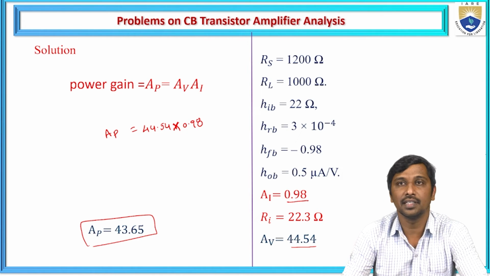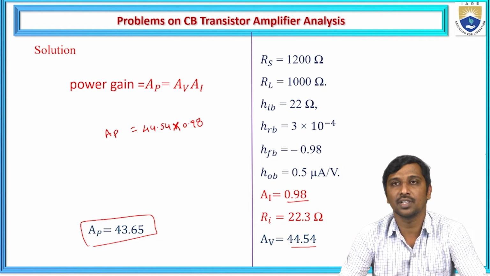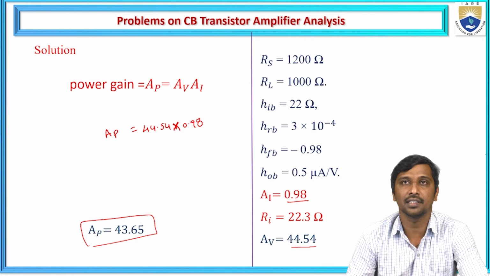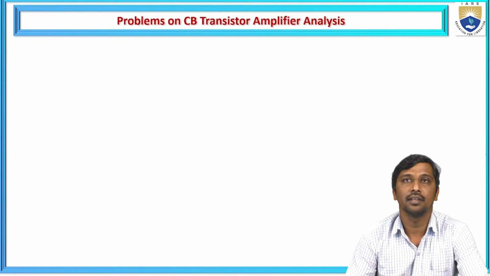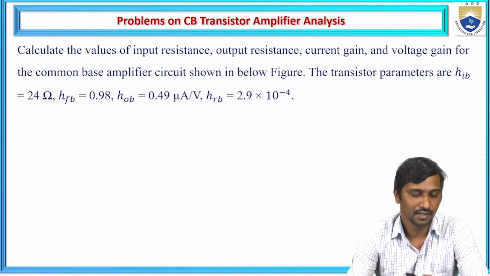So up to this point, we observed the common base transistor amplifier analysis parameters based on the given specifications using the exact analysis model as well as the approximate model. Then we are going to discuss one more problem.